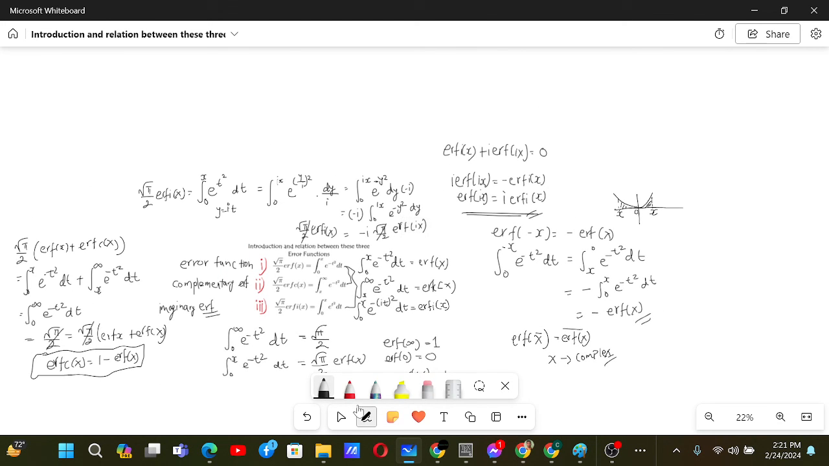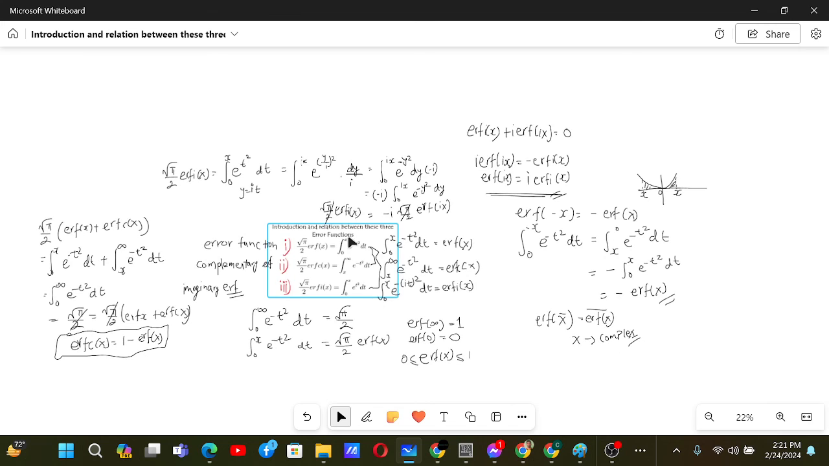So I think these are some of the properties and relations that you can know. I basically see a relation between erf and erfc, erf and erfi, the definitions, that the erf function is odd, and that erf of x complement is erf x complement. So I think you learned quite a lot of things.